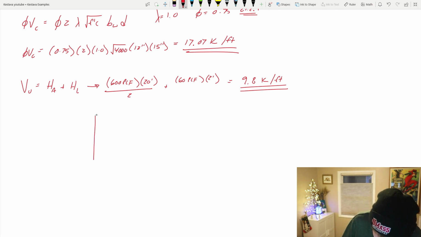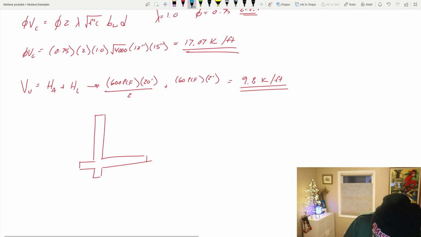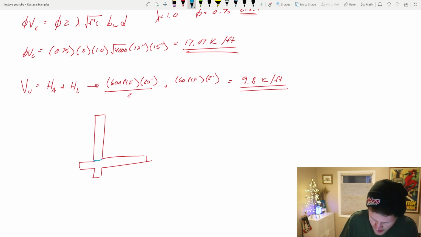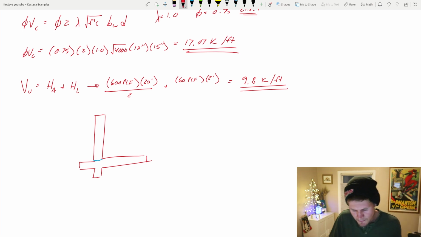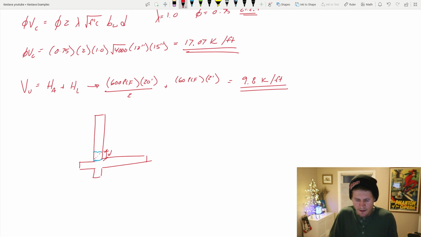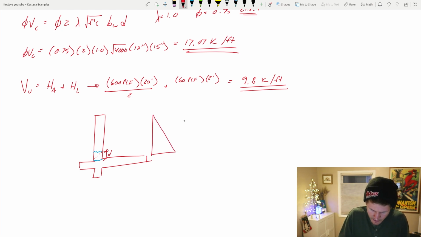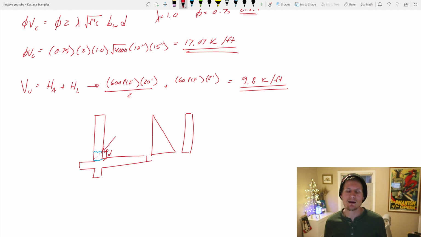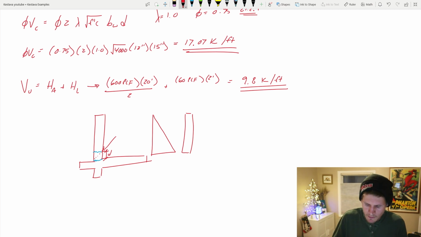And if I draw our little diagram here, ultimately I took shear about the base, but if you needed to sharpen the pencil here, you can actually take shear demand at a distance d from the face of your element. Which would then reduce your demand if you're finding shear at this point. So if you needed to sharpen the pencil, that's one additional thing that you could do. We don't even need to do that here today, but just wanted to point that out.